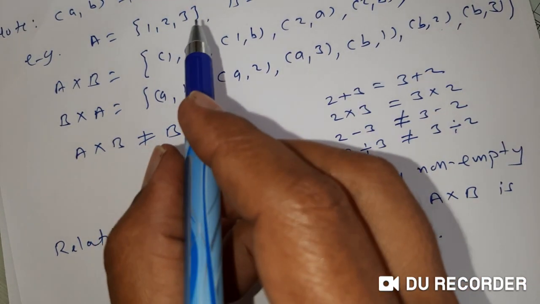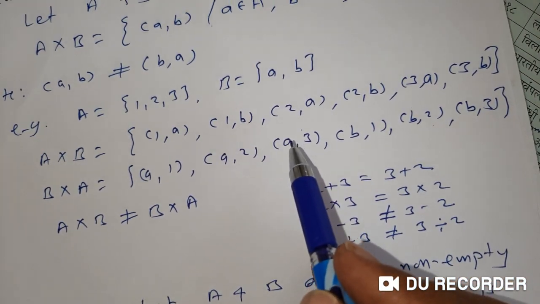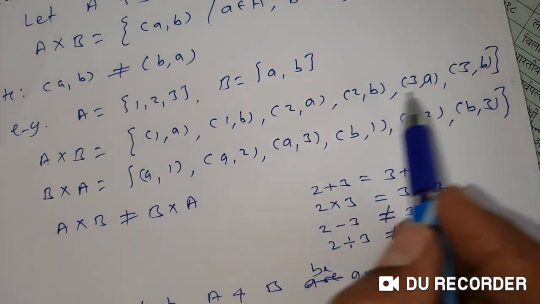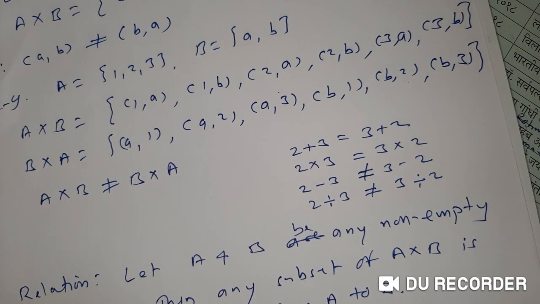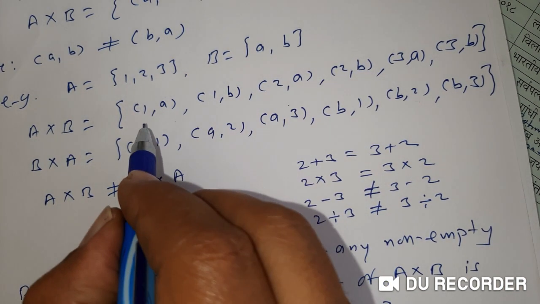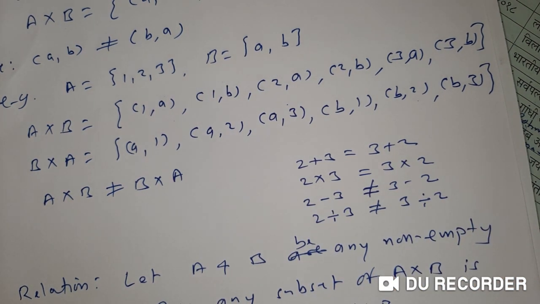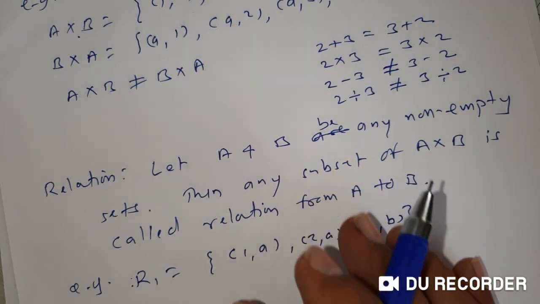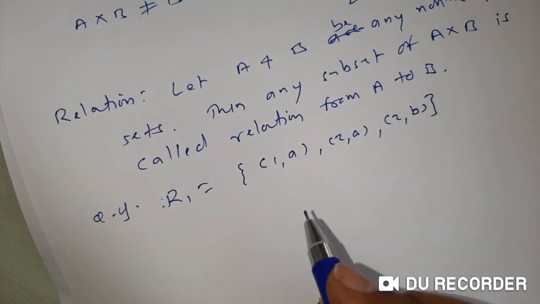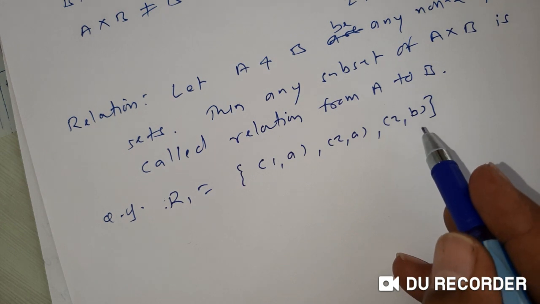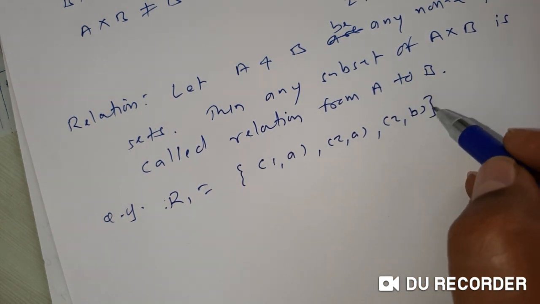in the above example, A is {1, 2, 3} and B is {a, b}, then A cross B is a set that contains 6 elements. So the relation from A to B is, out of these 6, take any 2 elements, 3 elements, or 1 element. For example, 1a, 2a and 2b. So this R1 is a subset of A cross B, and so this R1, that is 1a, 2a and 2b, is one of the relations from A to B.